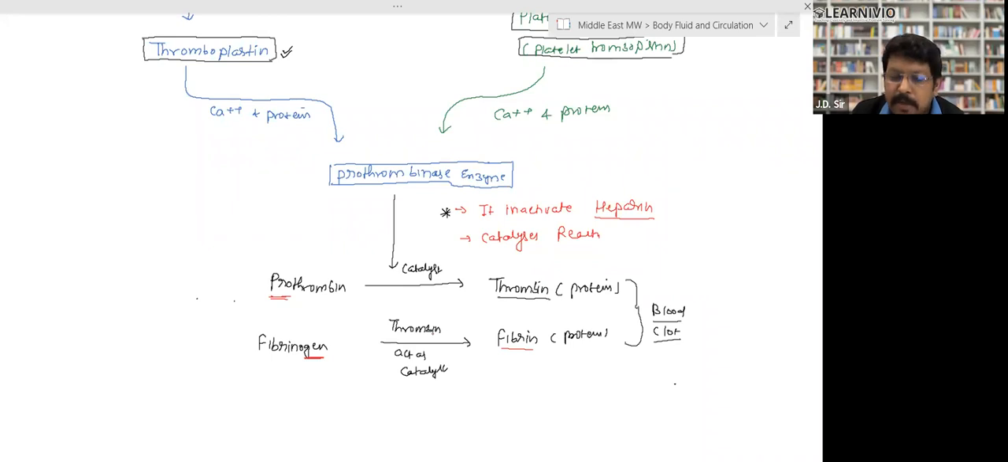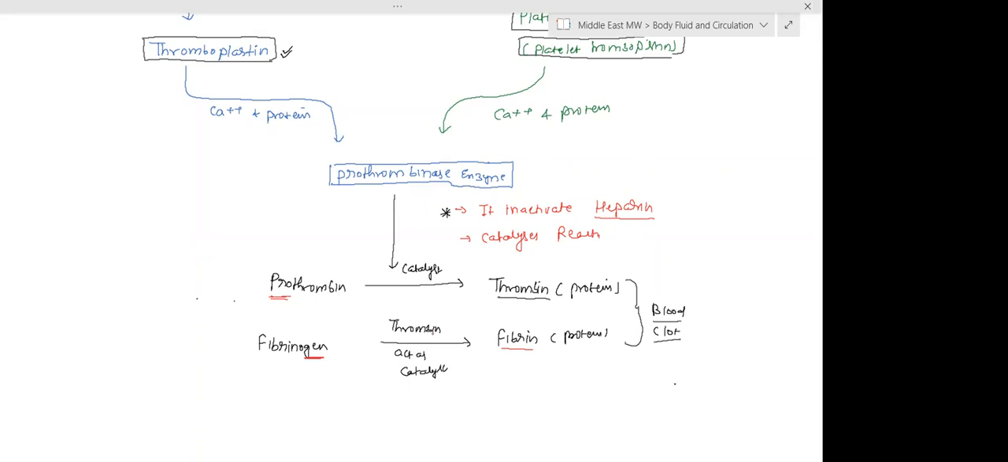So thrombin and fibrin make a layer-like, gel-like structure, which stops the oozing out of extra blood from any wounded part. Done? Yes, sir. Okay. Please put a note over here.